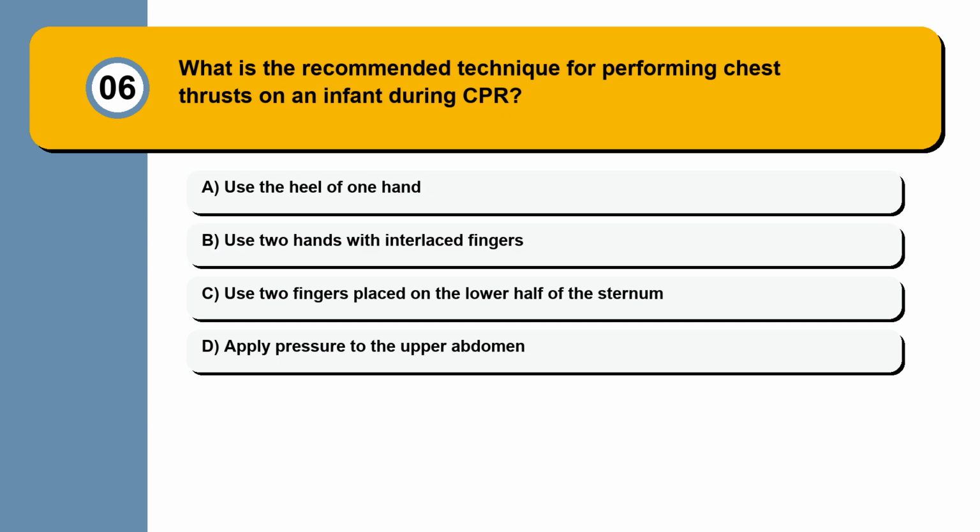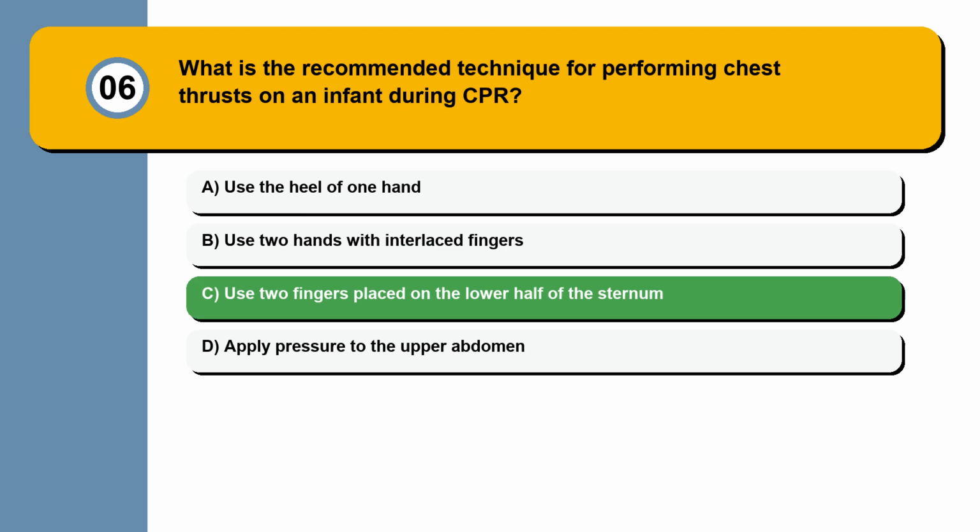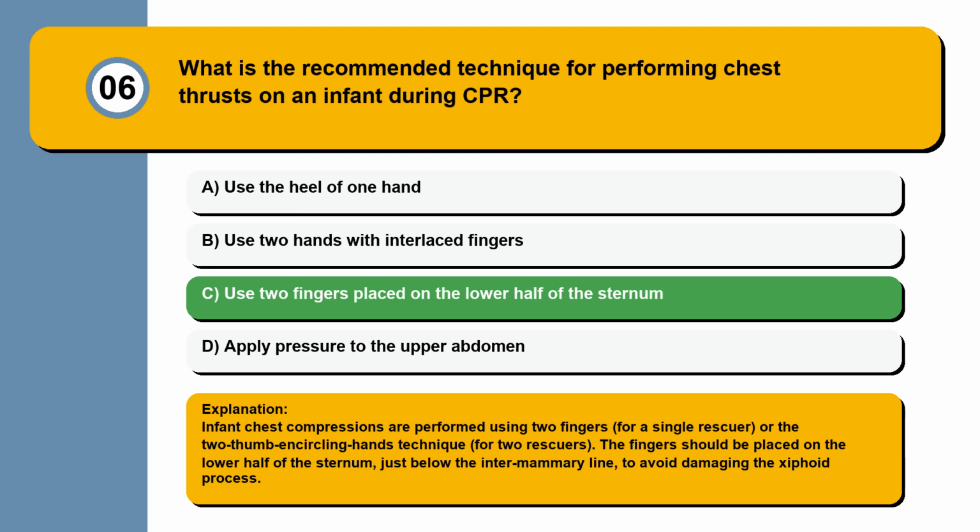Question 6. What is the recommended technique for performing chest thrusts on an infant during CPR? Use the heel of one hand. Use 2 hands with interlaced fingers. Use 2 fingers placed on the lower half of the sternum. Apply pressure to the upper abdomen. Infant chest compressions are performed using 2 fingers, for a single rescuer, or the 2 thumb encircling hands technique, for 2 rescuers. The fingers should be placed on the lower half of the sternum, just below the intermammary line, to avoid damaging the xiphoid process.